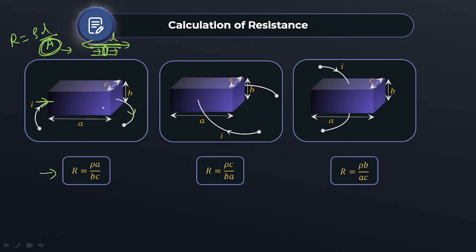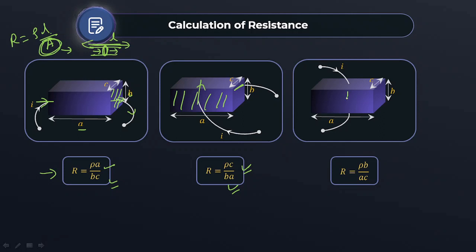So here current is flowing in this direction. So length along the current flow is how much? A. So when we write rho L by A, rho is rho only, L is A, and area of cross section will be this part, so that will be A into B. Simple. If current is flowing in this direction, now length is how much? C. So rho C divided by AB. This part is now our area of cross section. Simple.